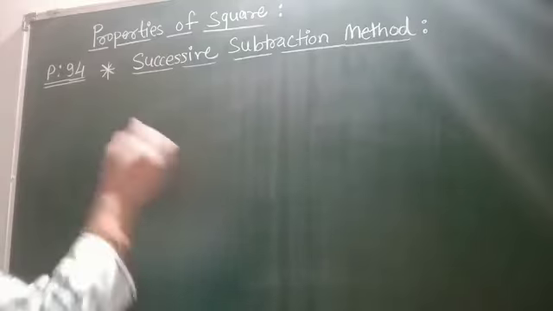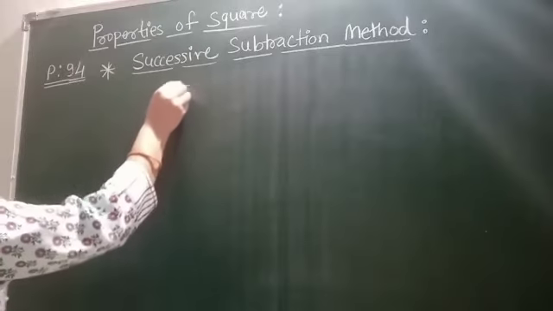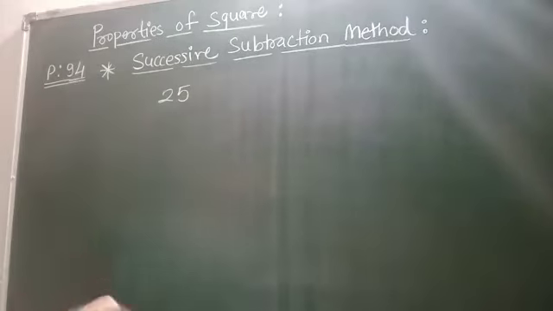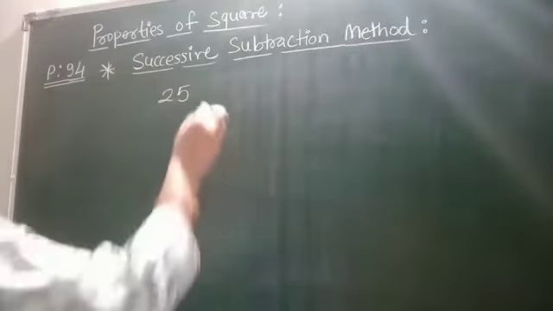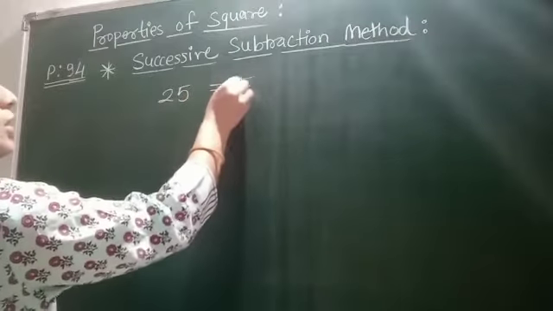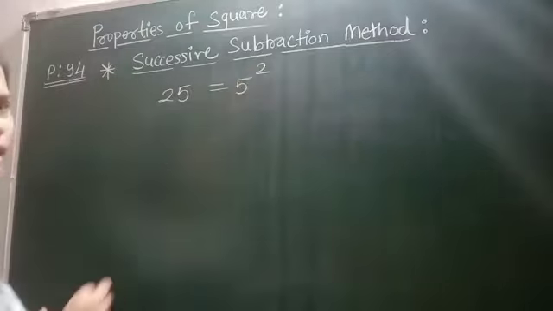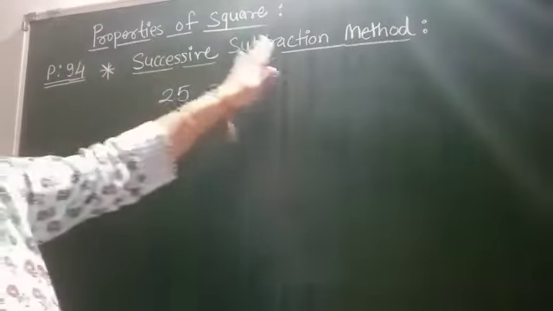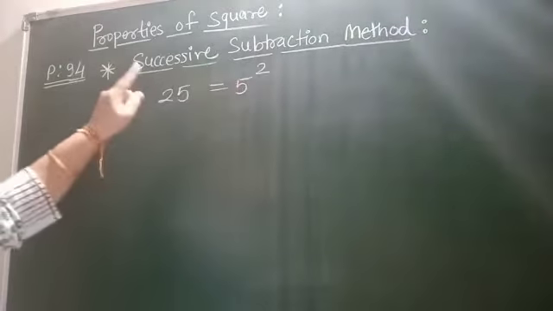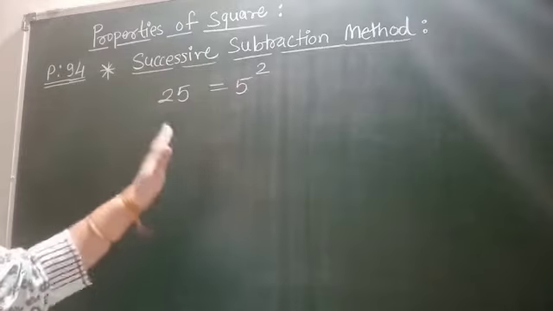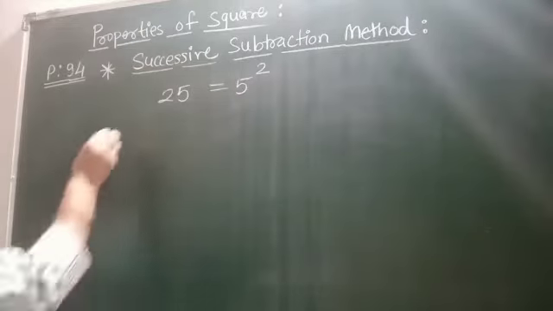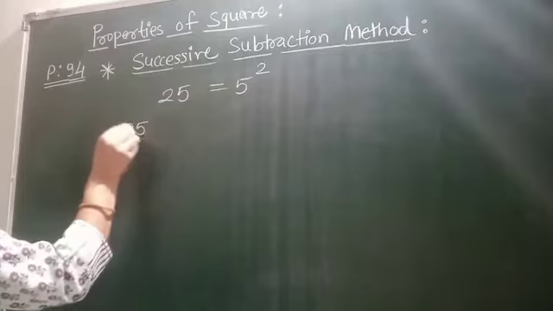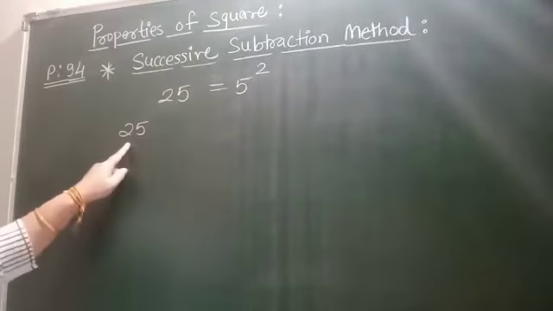Let's take one example. I am taking here 25. You know student, 25 is a square number. Why? Because we can write 25 as 5 square. But with the help of this method, now we will check whether a given number is a square number or not. For that, we will start our solution from this number only, 25.